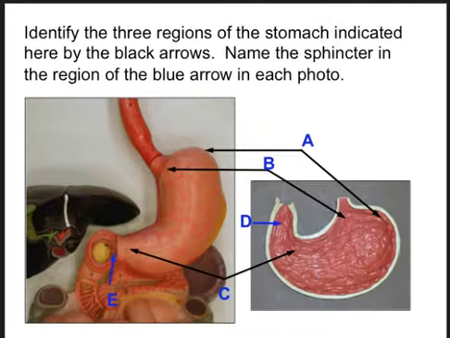Okay, next question. Identify the three regions of the stomach indicated here by the black arrows. Name a sphincter in the region of the blue arrow in each photo. So we'll start out with A is the fundus of the stomach, the domed upper portion. B is the cardiac region. C is the pyloric region. D is the cardiac sphincter. Sorry, the pyloric sphincter is D right here, and E over here is also the pyloric sphincter. So D and E are pointing to the same sphincter, the exit from the stomach.